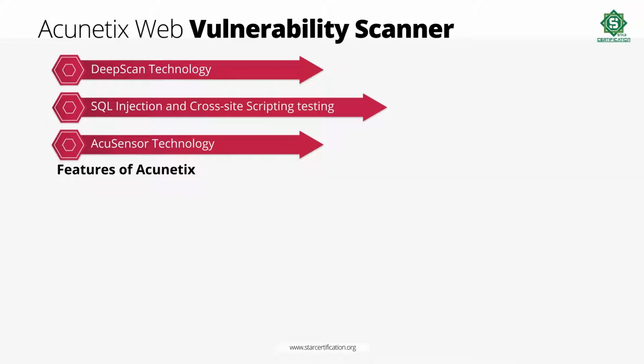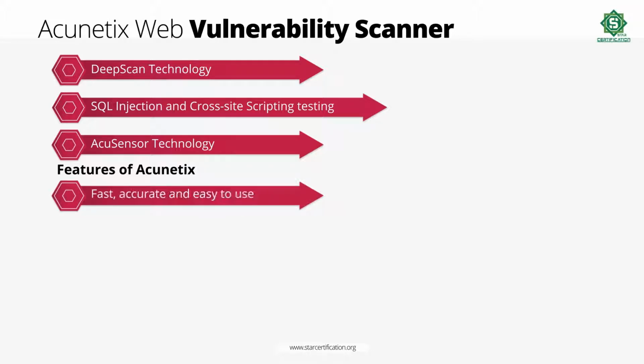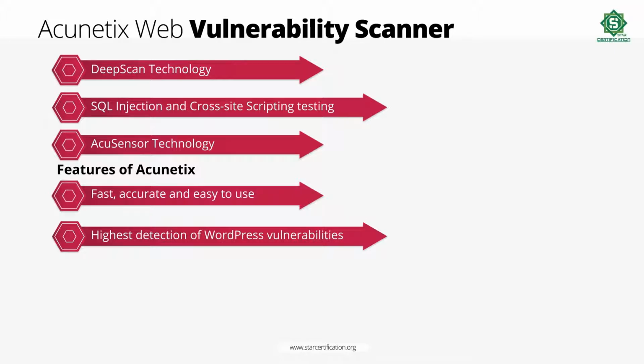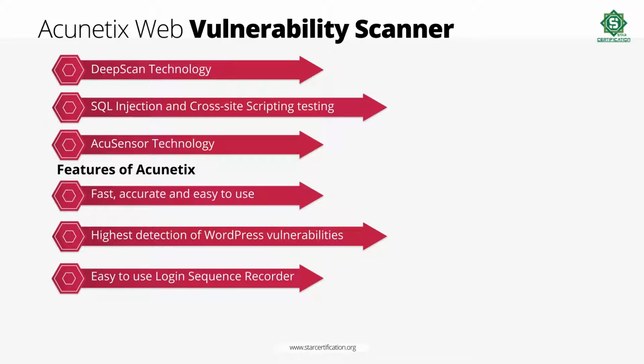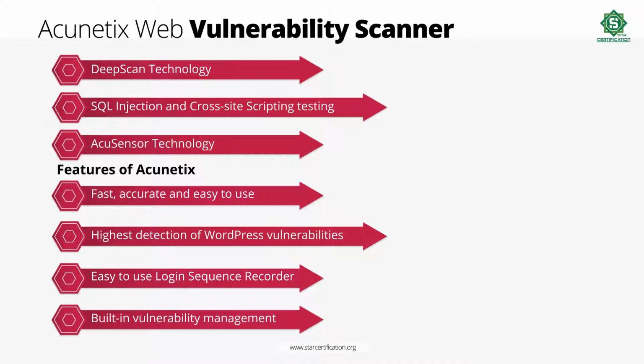The features that make Acunetix Web Vulnerability Scanner popular are: it is fast, accurate, and easy to use. It has the highest detection of WordPress vulnerabilities, as it can scan WordPress installations for over 1,200 known vulnerabilities in WordPress core, themes, and plugins. Acunetix has an easy-to-use login sequence recorder that allows automatic scanning of complex password-protected areas. It has built-in vulnerability management to review vulnerability data.